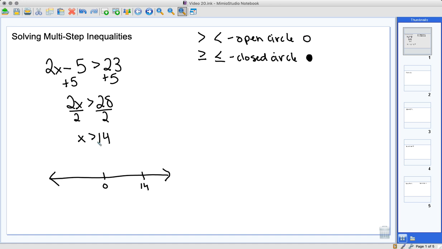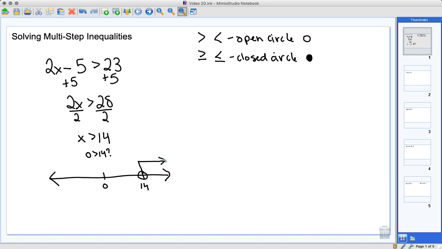Okay, so I always look at the inequality sign that I have. So it's an open circle. And I want x is greater than 14. Okay, so if you're not really sure, take that 0, plug it in. Is 0 greater than 14? Okay, no, it's not. So we're going to take our arrow and point away from the 0.